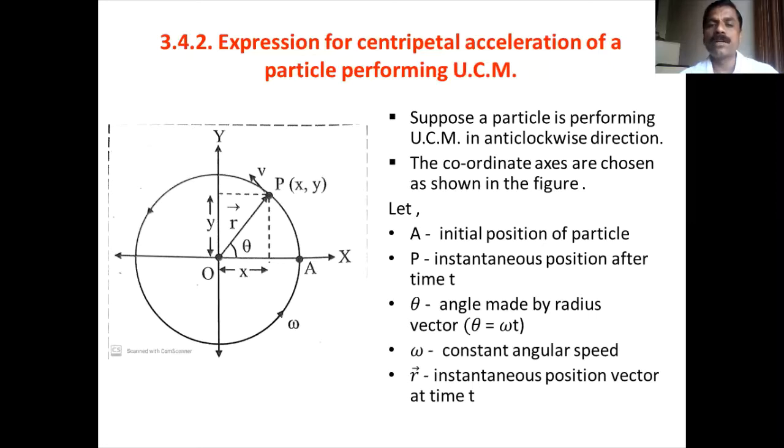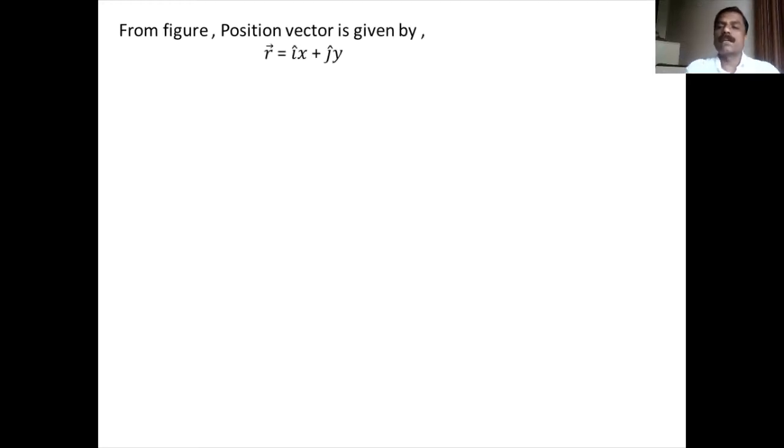If you observe the diagram, vector OP is denoted with r bar, which is called the position vector. Now we are interested in first finding the position vector, because if we know the position vector, by taking the derivative we can find the velocity, and by taking the derivative of the velocity we can find the acceleration. So let us consider the position vector r bar.